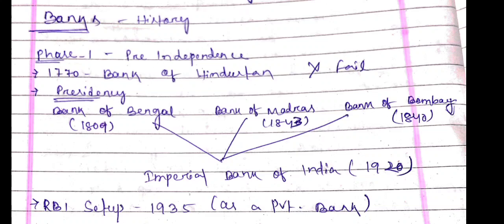Later, in the period of 1920, all were merged and a single bank was formed, the Imperial Bank of India in the year 1920. Later it changed its name, and we all know it as the State Bank of India, SBI. Then in 1935, RBI was set up as a private bank. At that time, SBI acted as the central bank of India, while RBI was set up as a private bank. But later on, RBI became the central bank. Then SBI is a bank.